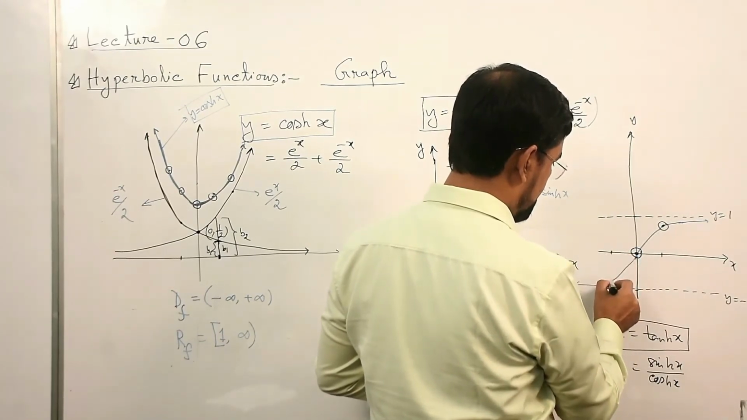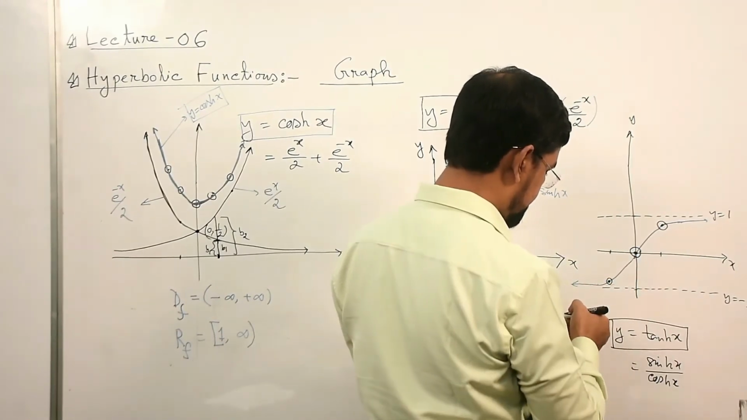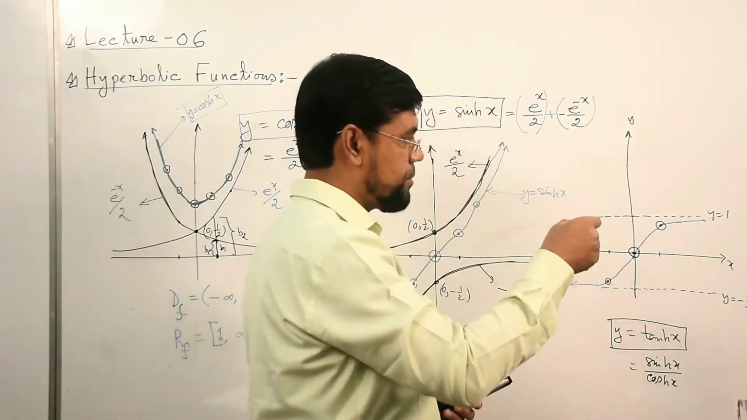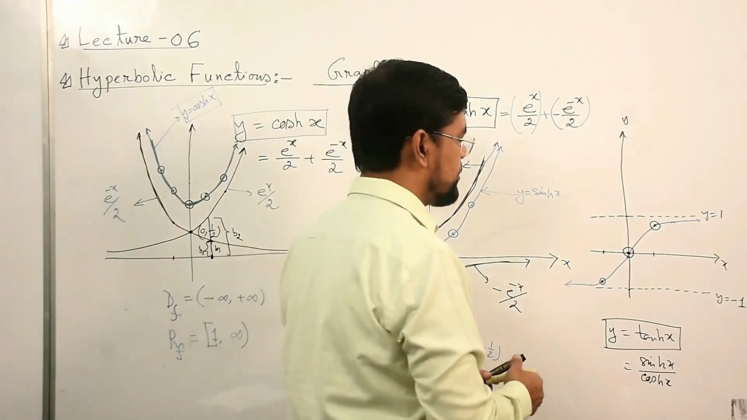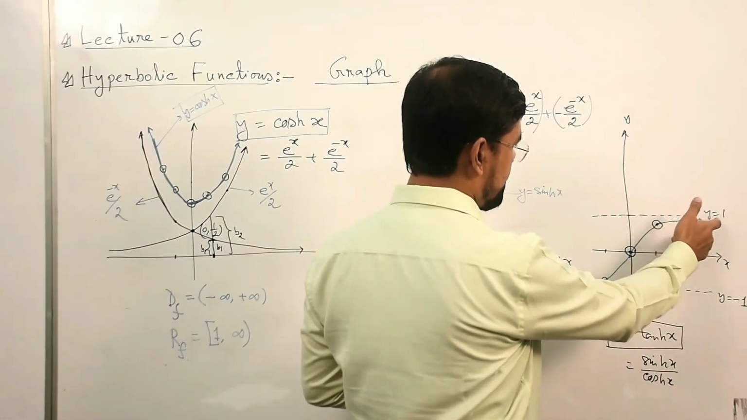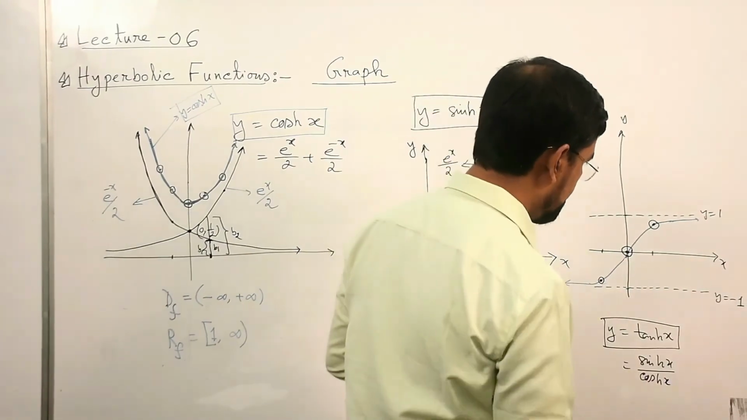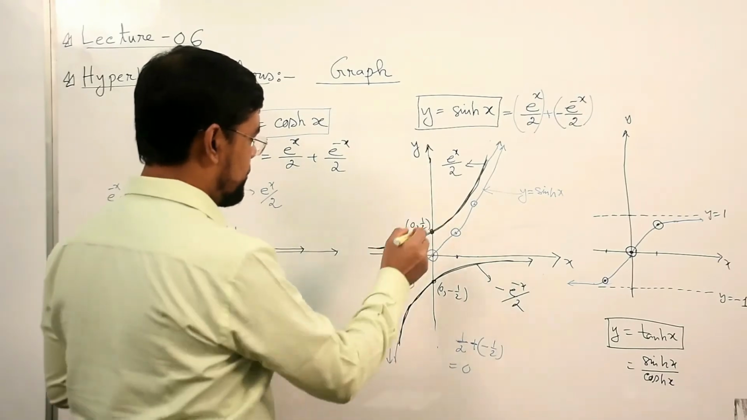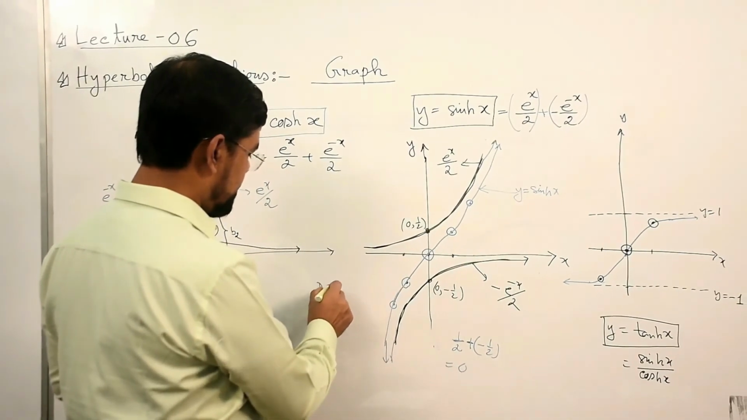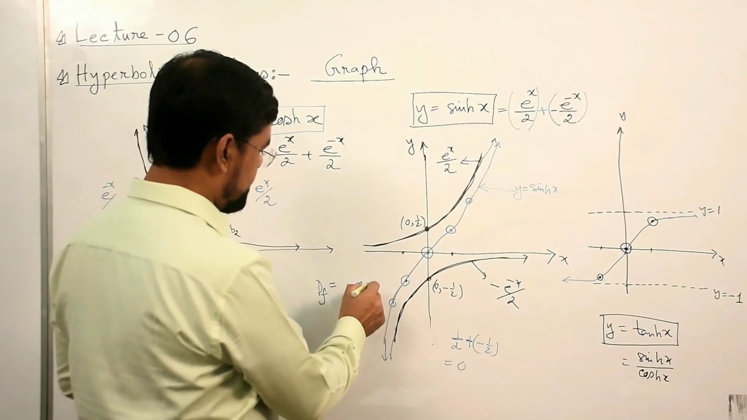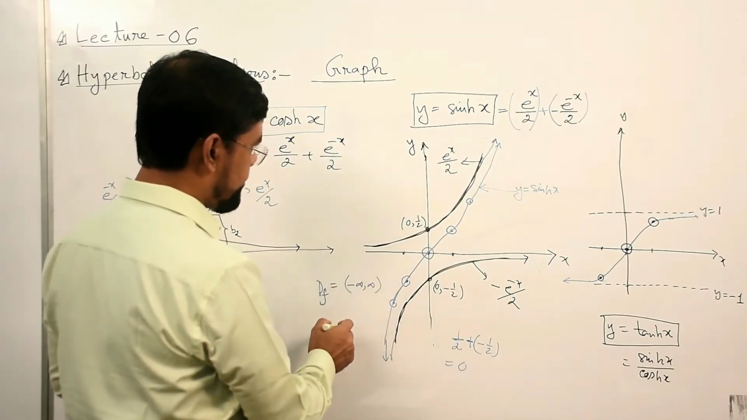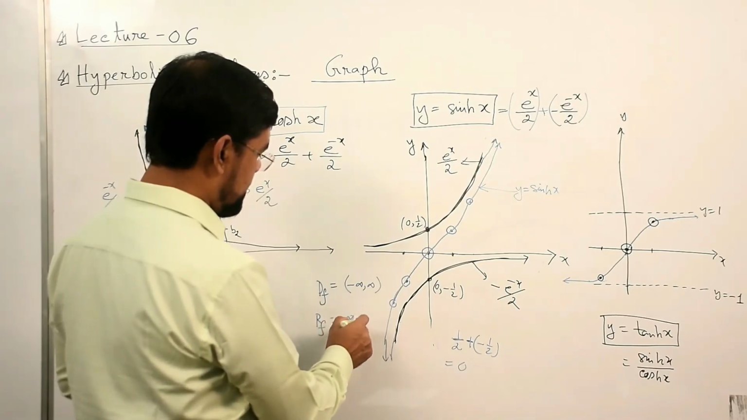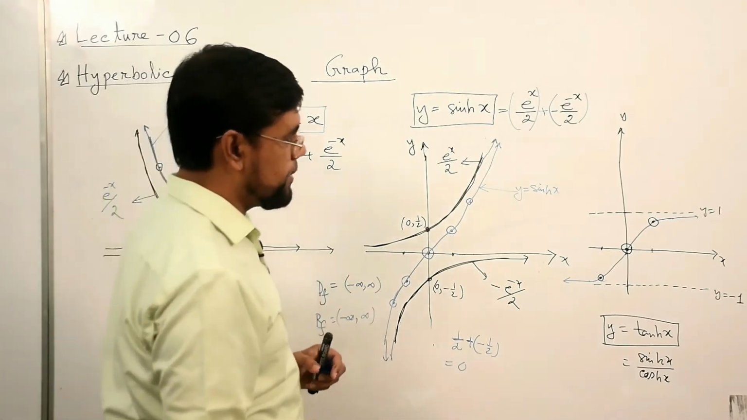For another point, you will get another point here. So the graph of y equals tanh x, you can graph point by point, and it also forms an asymptotic behavior with the lines y equals 1 and y equals negative 1. For the function y equals sinh x, the domain will be negative infinity to infinity, and the range of this function will be again negative infinity to positive infinity.